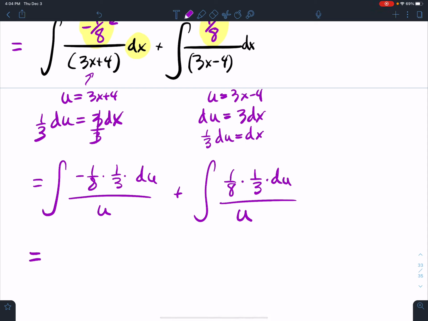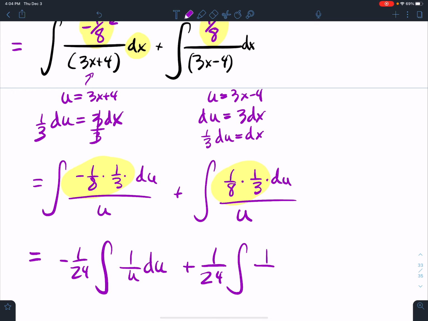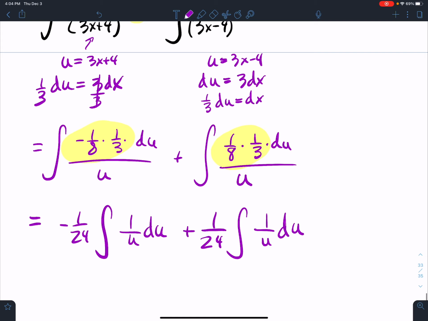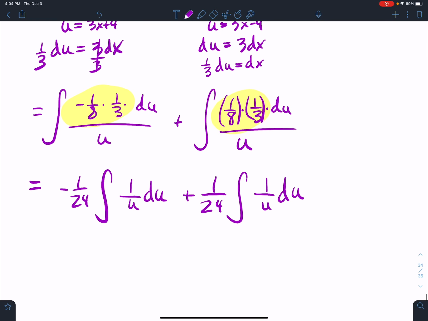And so I'm going to pull out the coefficients here. So negative 1 over 24 integral 1 over u du plus 1 over 24 integral 1 over u du. Where did the 1 over 24 come from? 1/8 times 1/3. Okay? And so whenever I integrate this, this is a rule. Integral of 1 over u du is ln absolute value of u. So this is negative 1/24 ln absolute value of u.